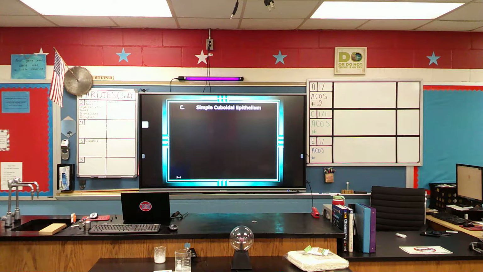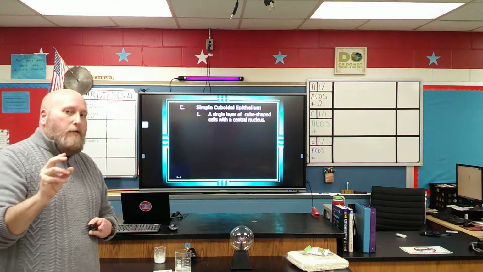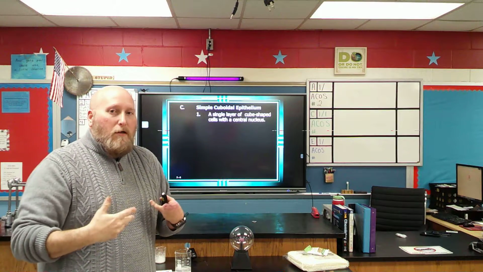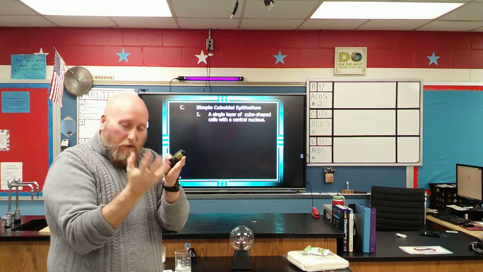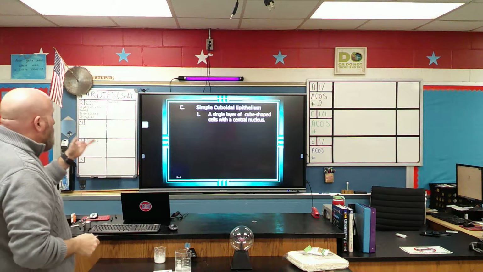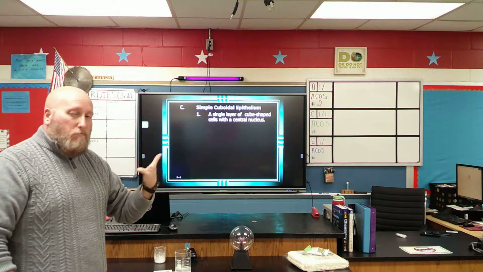It's one layer of cube-shaped cells. And the nucleus usually is going to be in the center of that cell. Now, obviously, we're talking about human cells, right? So they're not perfectly cube-shaped, but they're kind of squarish looking, okay? Now, since it's one layer, it's not going to be found on the skin, right? Because the skin is multiple layers.